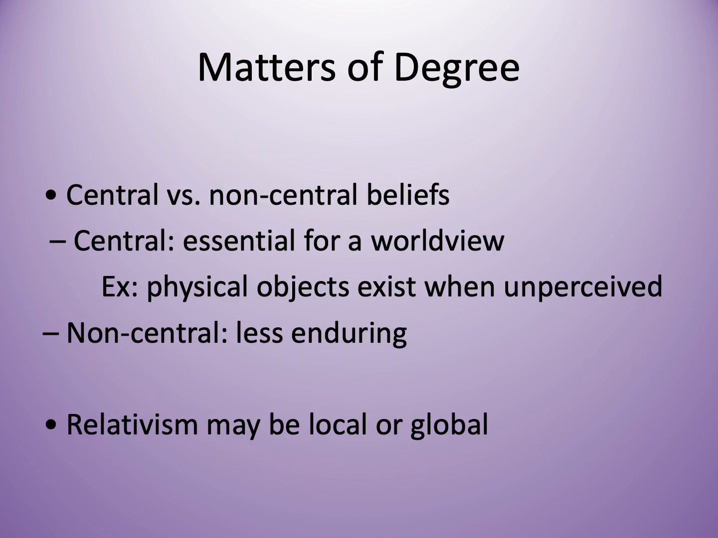Matters of degree. Not all beliefs carry the same weight. Some are central beliefs, so essential that abandoning them would cause many other beliefs to collapse. For example, the conviction that physical objects continue to exist when we are not perceiving them is a central belief. By contrast, the belief in the divine right of kings is non-central and easier to abandon. Relativism can also be local, applying to only certain domains, or global, extending across the whole of human experience. Both centrality and scope are matters of degree.